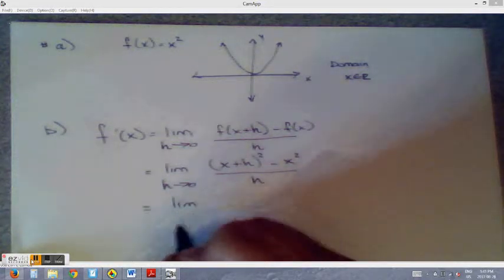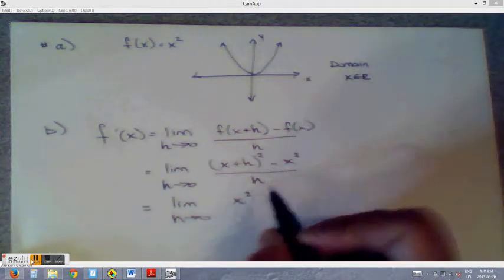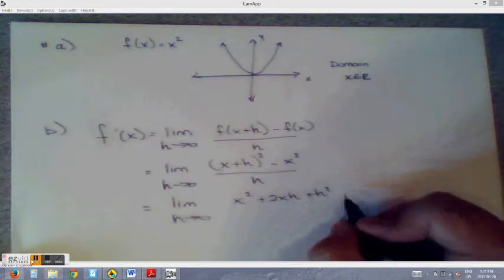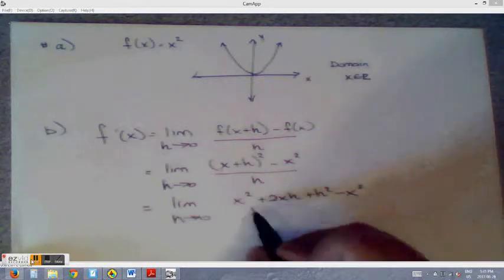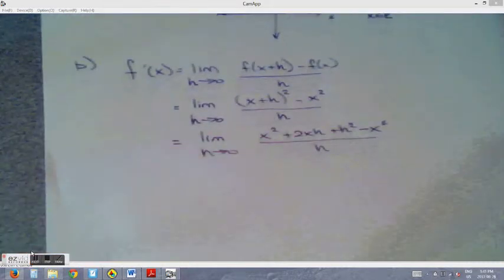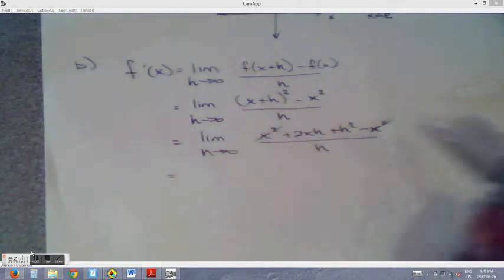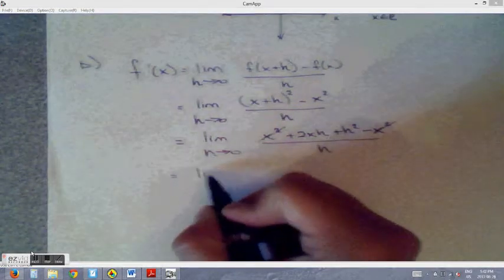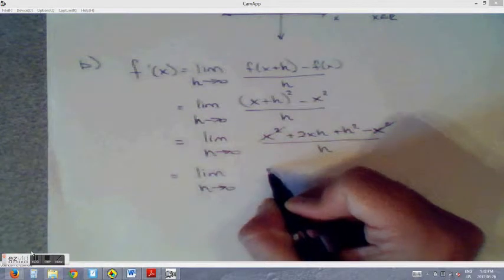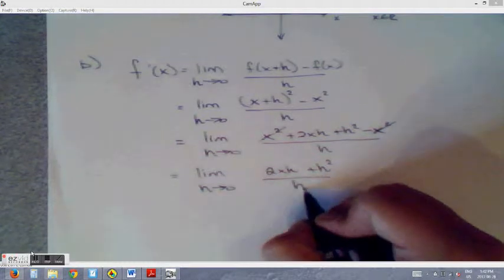So the limit as h approaches 0, and remember we're going to expand this, we can just go ahead and do that, and that's all over h. So we can cancel terms. That x squared cancels with the minus x squared. And again, the limit as h approaches 0, and I'm just going to write what I have left: 2xh plus h squared, all over h.